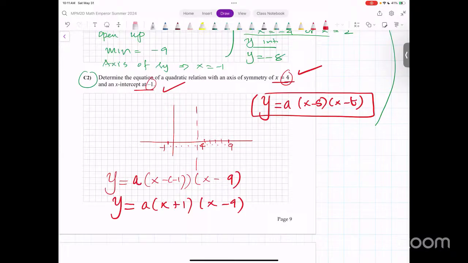I'm going to use the information that the axis of symmetry is going to be 4. Well, we can't really find the a value. So we're going to leave the a value alone, because we need another point to find a. If you say a is equal to 1, it is x plus 1 times x minus 9. In some cases, they will give you more information to find a. Are you following the logic? How did we do this question?